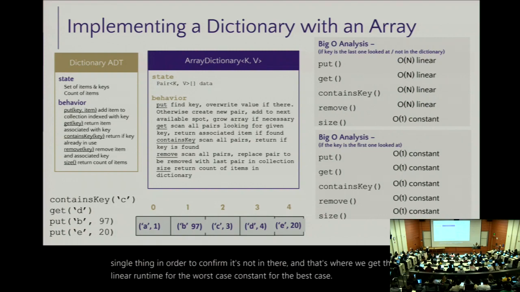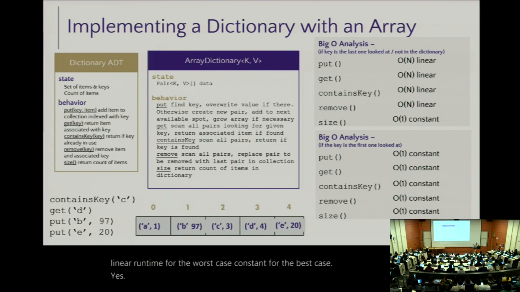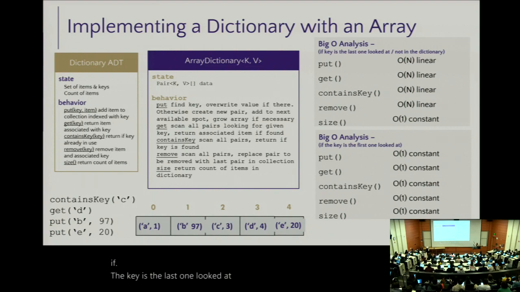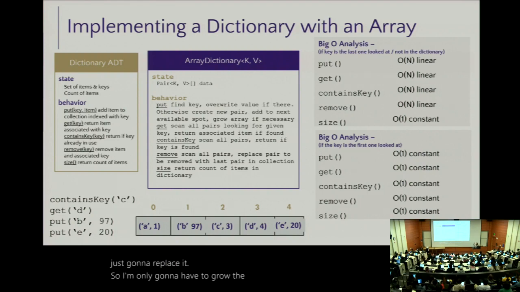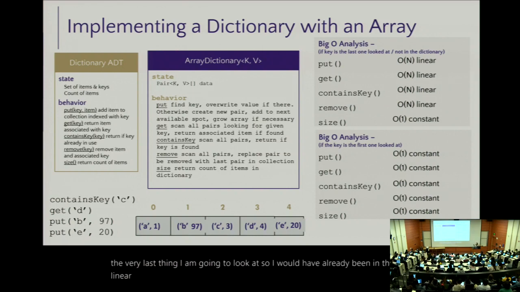Yes? What if the array is full? That's great in this situation. So in the big O analysis, if the key is the last one looked at or not in the dictionary, you can put it there. If the key is the first one looked at, then I'm not going to have to grow the array. I'm just going to replace it. So I'm only going to have to grow the array if the array is already full and this is the very last thing I am going to look at. So I would have already been in the linear time run at that point anyway.